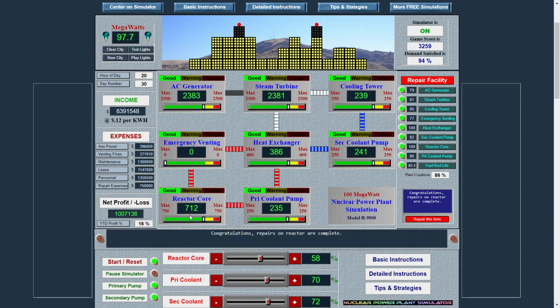I think if you get too high reactor temperature, you will eventually have emergency venting, which will cost money because you need to pay fines if you release radioactivity to the environment. And it seems you can also damage this emergency venting. There must be some HEPA filter or something that needs to be replaced.